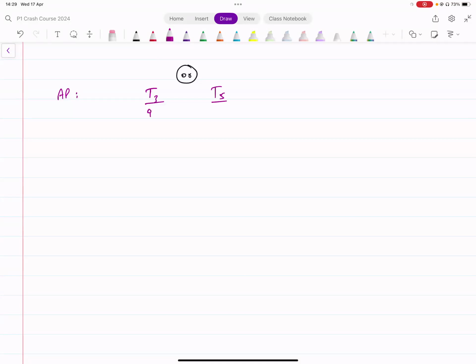T3 is 90 and T5 is 80. What are we looking for? We are looking for the first term and the difference. What is the first term going to be? And what is the difference going to be? Now you see, it's an arithmetic progression. In an arithmetic progression, the difference between terms is constant. Now you see, we have a gap of 2 terms here, and we have a gap of 2 terms here as well. So T3 is basically in the middle of T1 and T5.